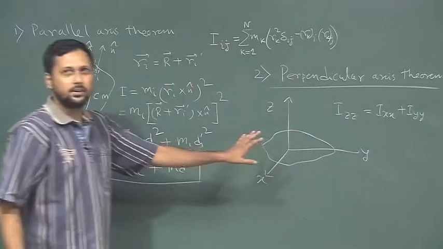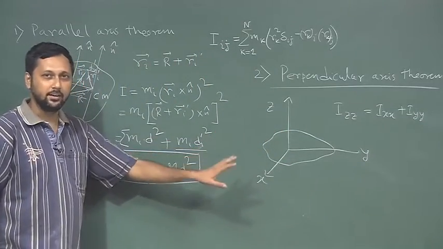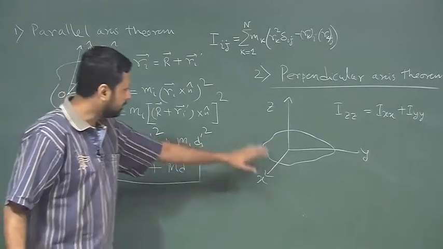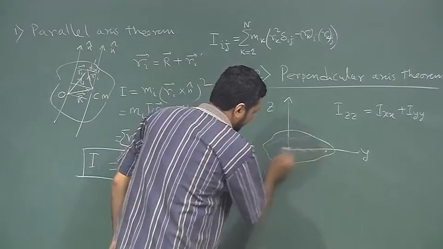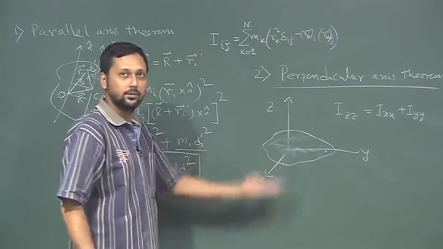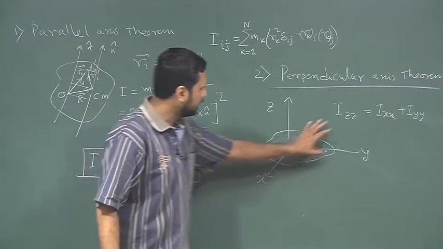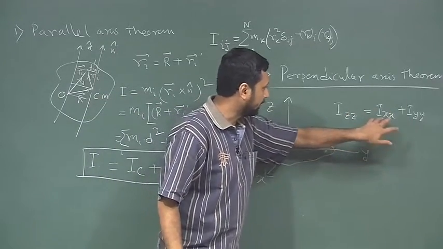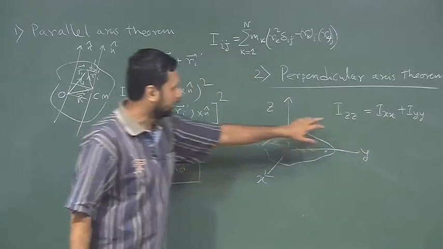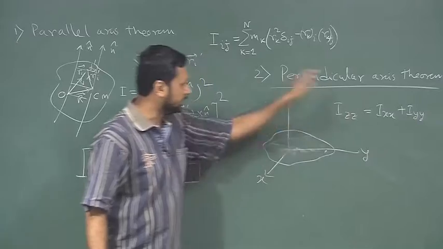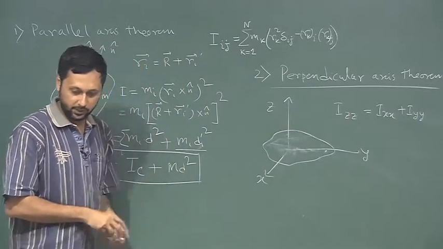I am not proving it, it is so simple, you can find it in any textbook, you can also do it yourself. Please just remember that the mass is in the x y plane, there is no mass distribution along the z axis. Just write an expression for I x x and I y y, sum it up, and then you will immediately get I z z. So, I am not proving it for you.